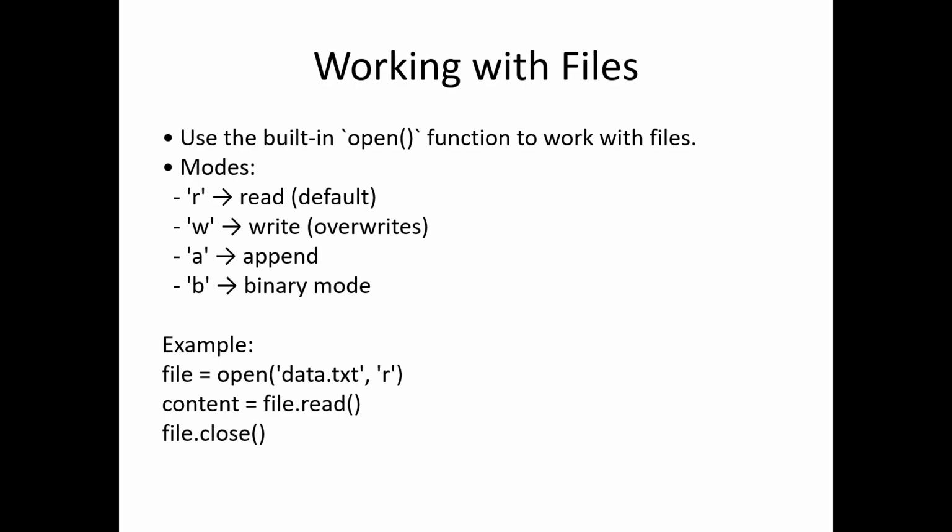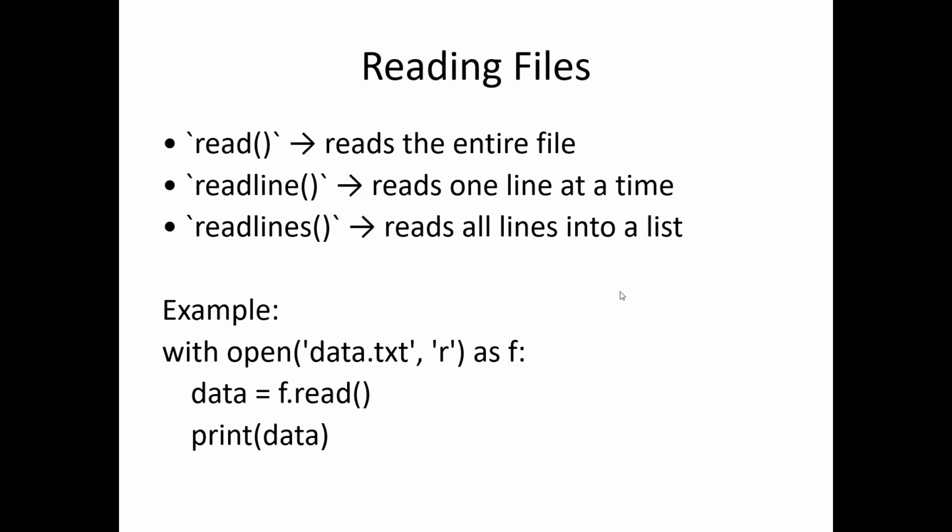So r is for reading, w is for writing, which overwrites the file, a for appending at the end, and b for the binary mode. Always remember to close the file after using them, or the file may remain locked or data may not even be saved properly.